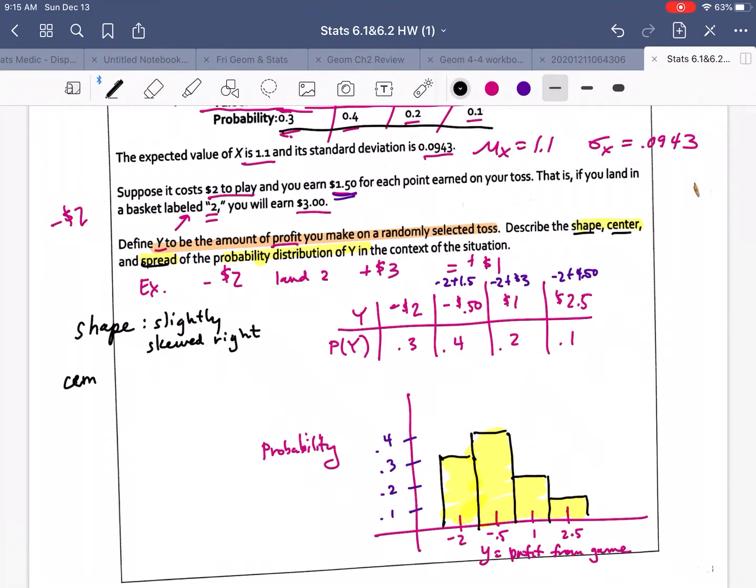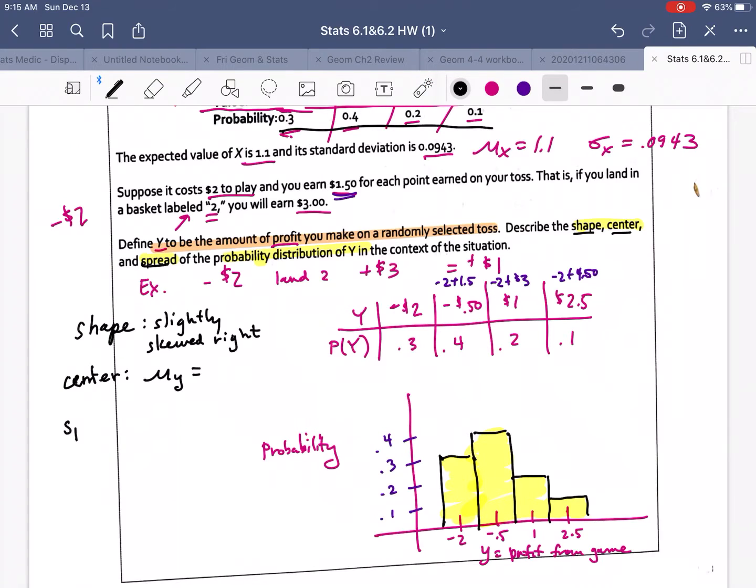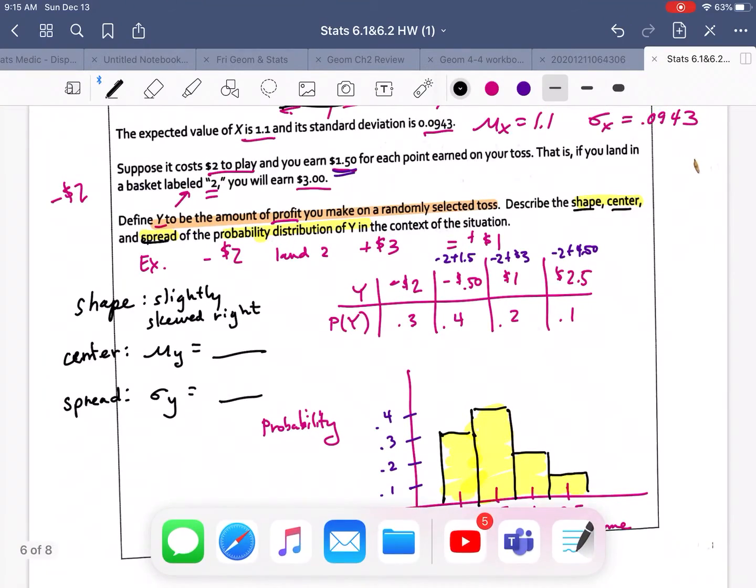So what is my measure of center? Well, in this chapter, we've been calculating the mean. So what is the mean of Y? Well, we can calculate that, right? This times this, plus this times this, plus this times this, plus this times this, right? And what is my spread? The measure of spread we've been using is our standard deviation. And so if I have to do both, I'm not going to use the calculator. I'm just going to use my technology like I used before.